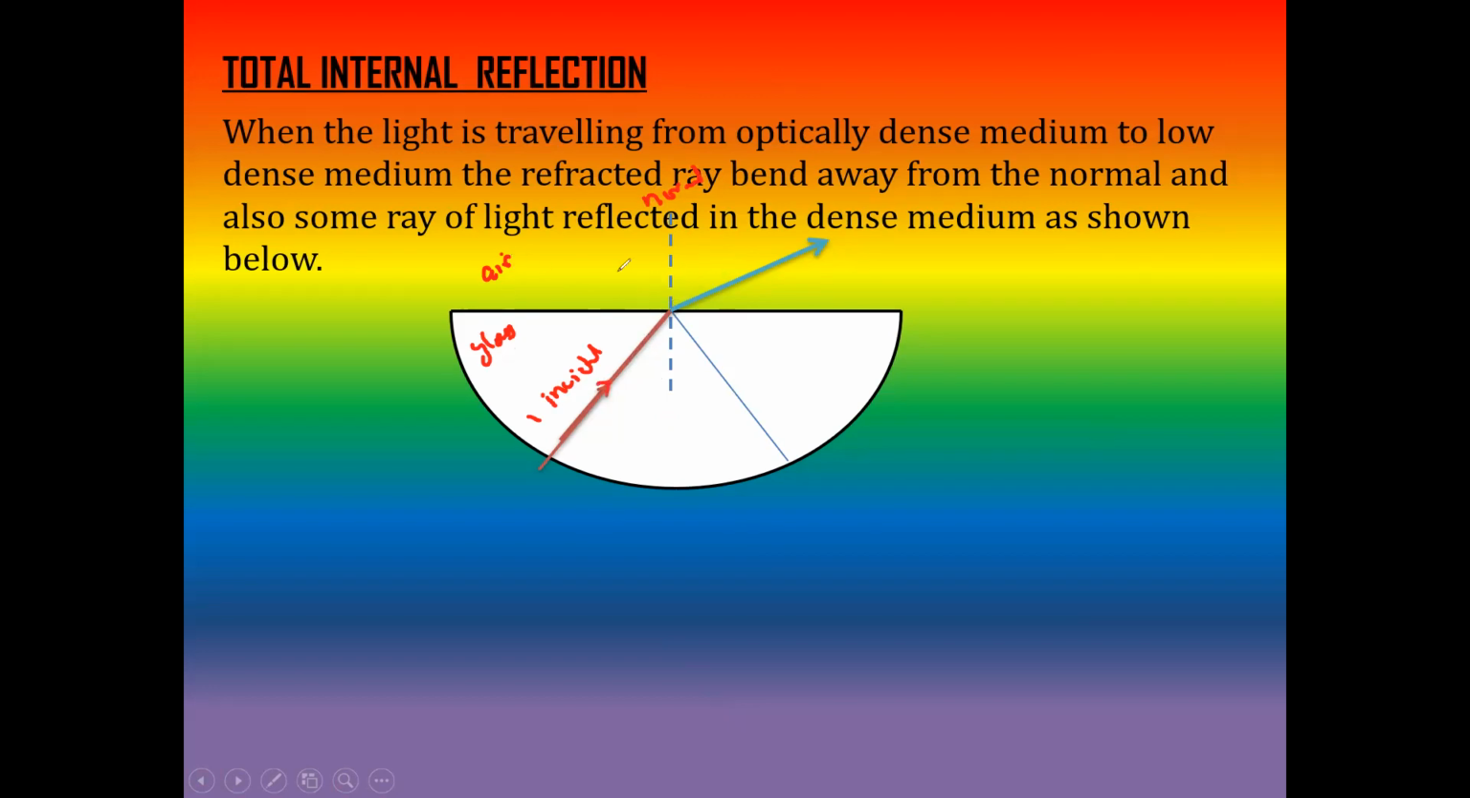As the light travels from glass to air, it bends away from the normal, and as it bends away from the normal, the speed of the light increases. The light which changes speed is known as refracted, and the light which bounces back is known as reflected. This is not total internal reflection yet, but what happens if we increase the angle of incidence here?